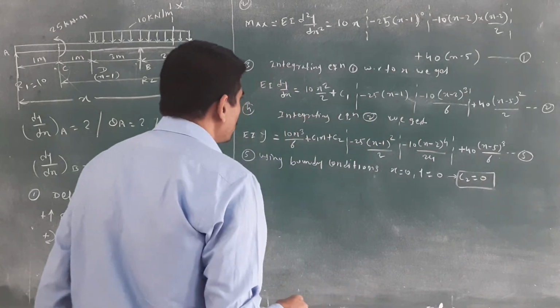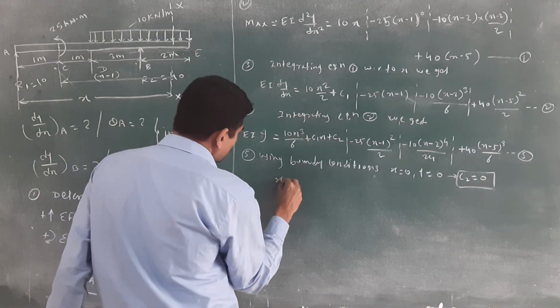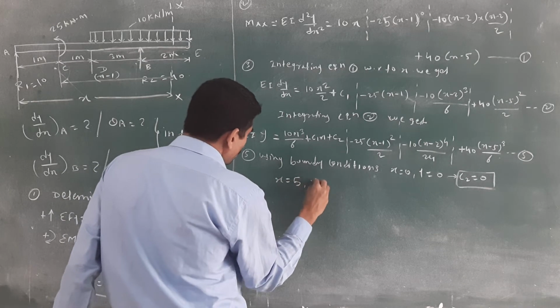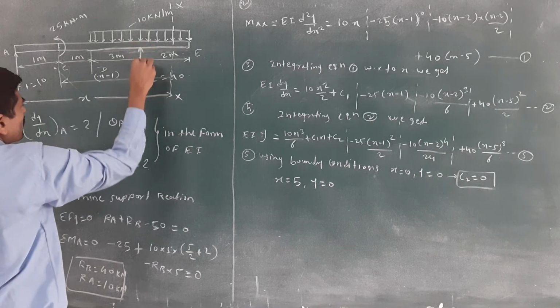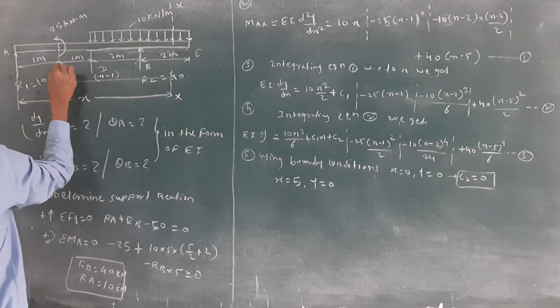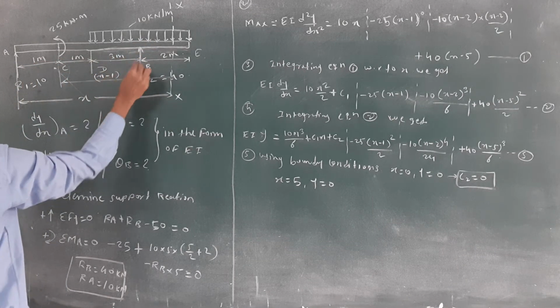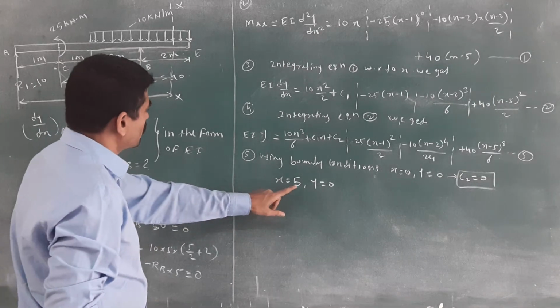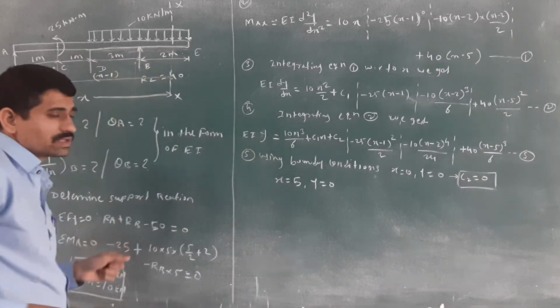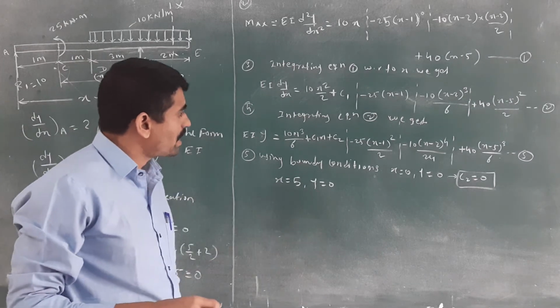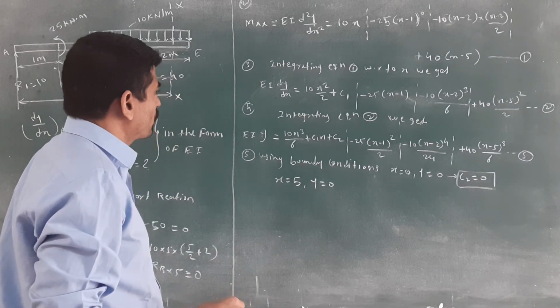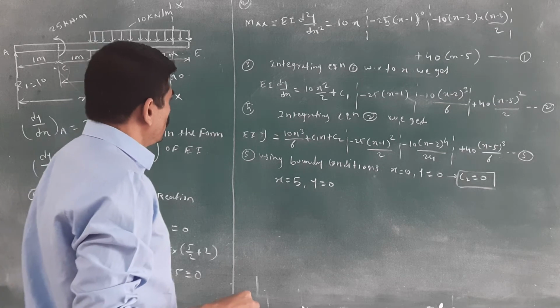And the second boundary condition: what is it? x is equal to 5, y is equal to 0. Another support. Where is the other support here? What is the distance from point A? 2 meter plus 3 meter, 5 meter. x is equal to 5 meter, y is equal to 0. We have seen this in the simply supported beam. Then we can write y is equal to 0.